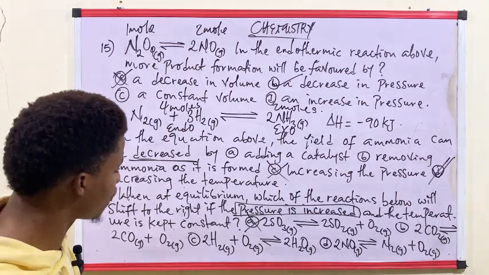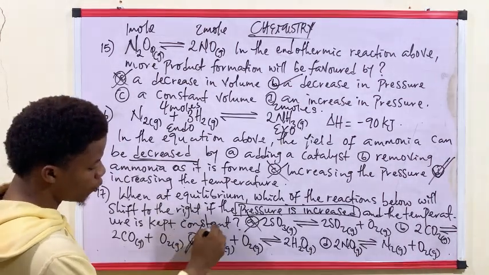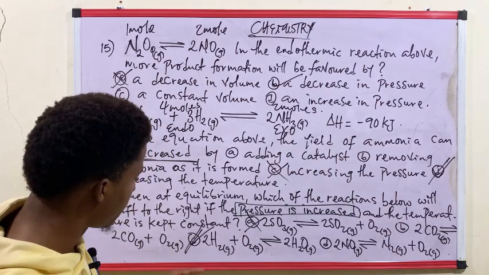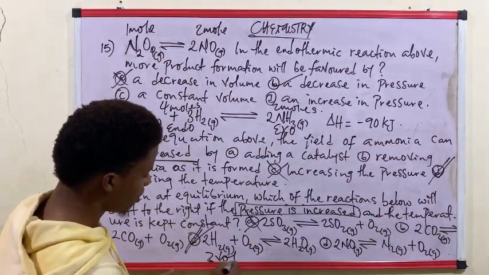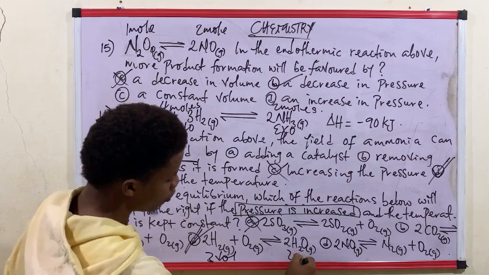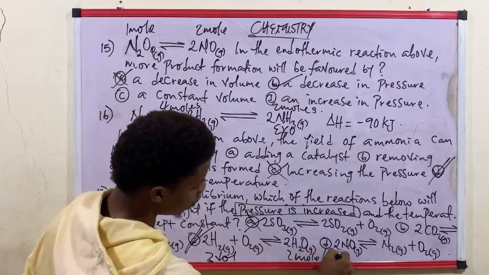So the answer is obviously C. Now, why is it C? Because here we have 2 plus 1, 3. So we have 3 volume or 3 mole. Here, and here we have 2 mole, or we say 2 volume.